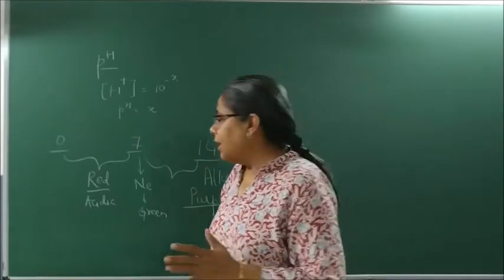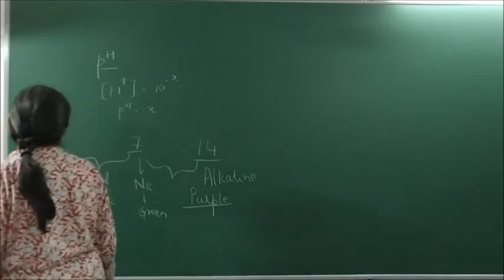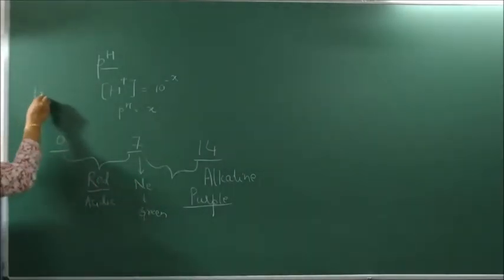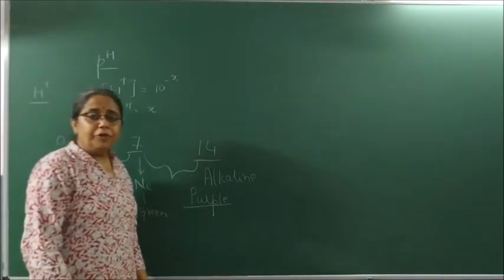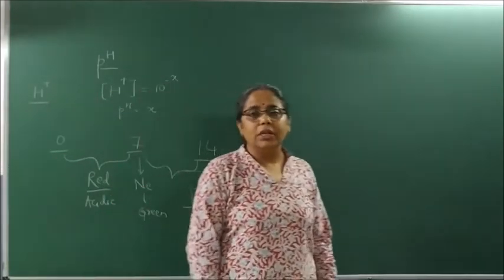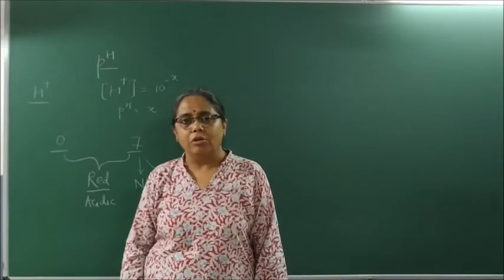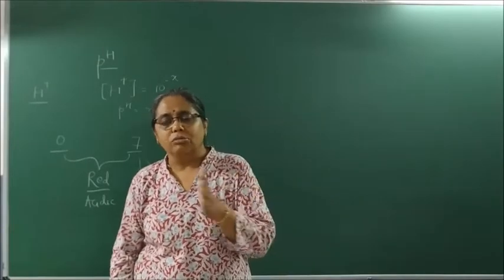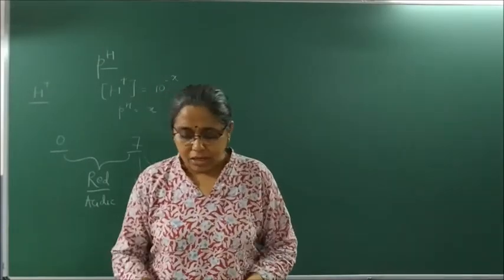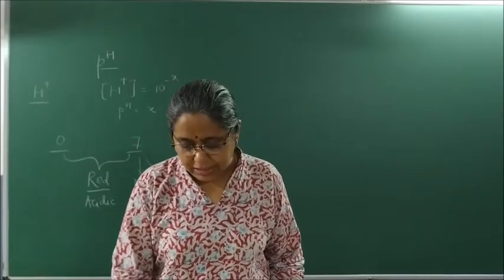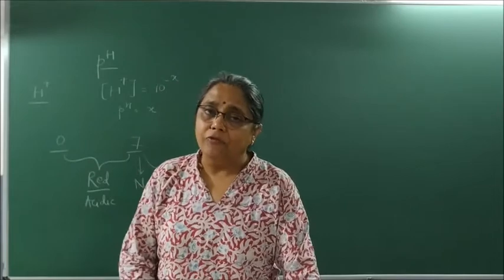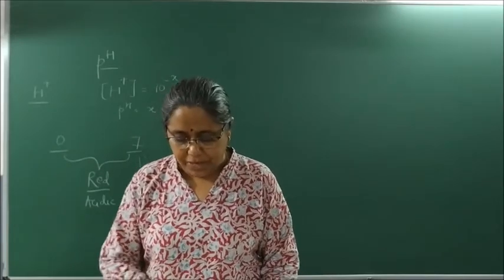So we said if an acid is strong, it will give all H plus ions, or it will completely dissociate. If it is a base, then it will give all OH minus ions. If it completely dissociates, it is what acid? Strong acid. If it weakly dissociates, then it is called as what acid? Weak acid or weak base.